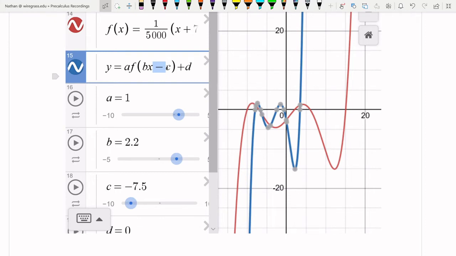Just remember, it's always going to look opposite when it's inside this thing here, unless B is negative. So you just have to keep that in mind. It's a tricky thing to have to deal with when B is something different than 1.